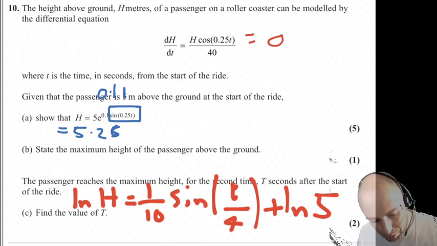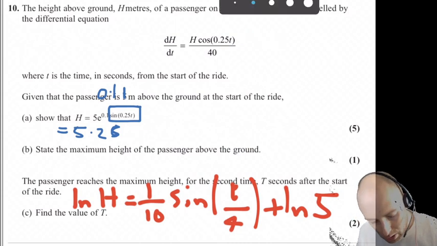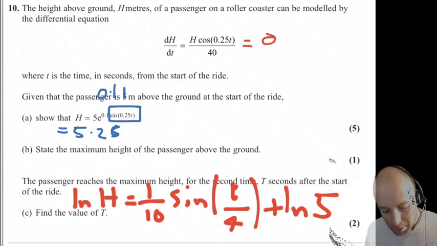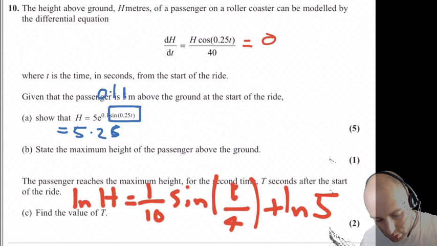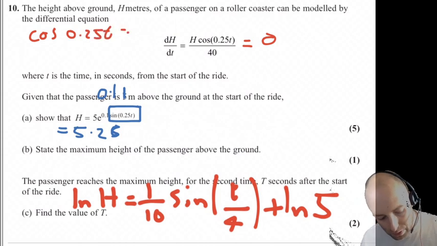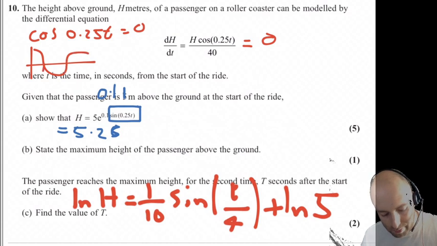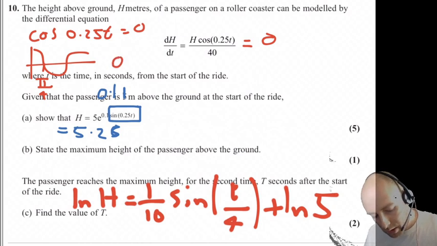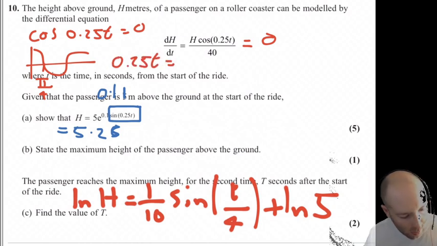We can double check it though by finding the maximum point of our curve here. So if I set dh/dt equal to 0, we get the maximum would be when cos 0.25t is 0. If we solve that, cos is 0, like I said just now, at pi by 4. So we can say 0.25t is pi by 4.